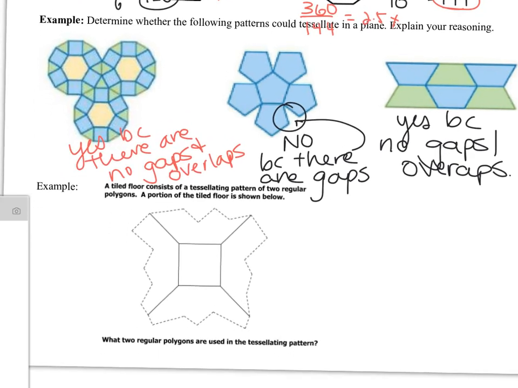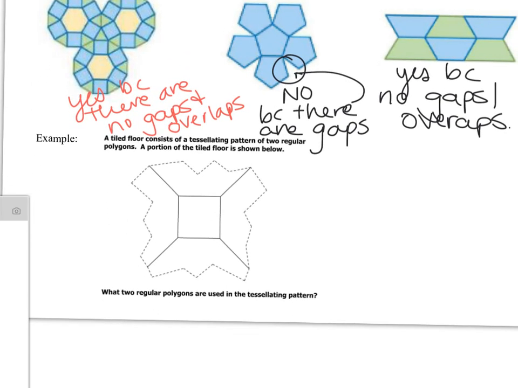If we look at this last problem, this is a perfect problem. I see these problems a lot. A tiled floor consists of the following tessellating pattern of two regular polygons. A portion of the tiled floor is shown below. What two regular polygons are used in the tessellating pattern? So I can only use two shapes.